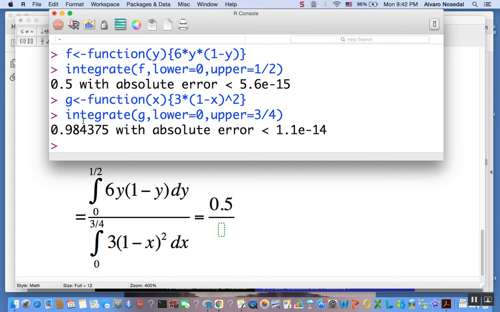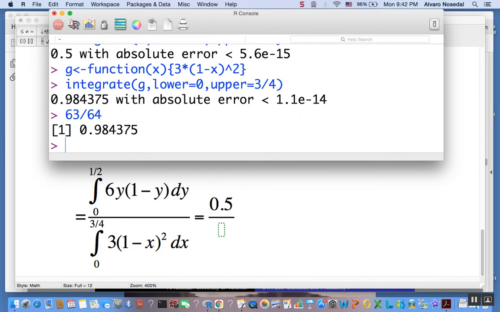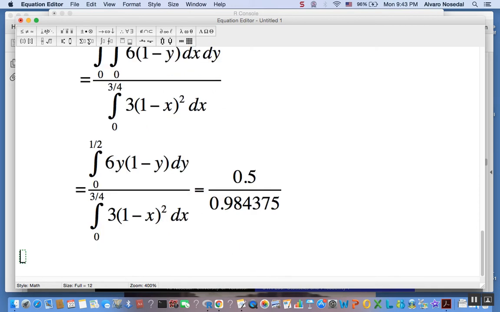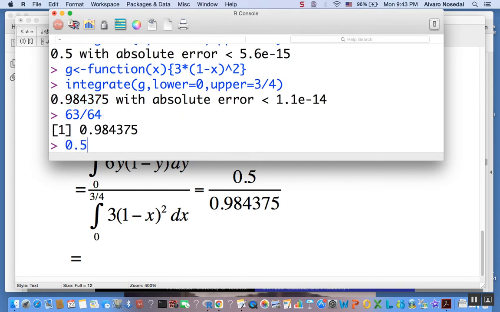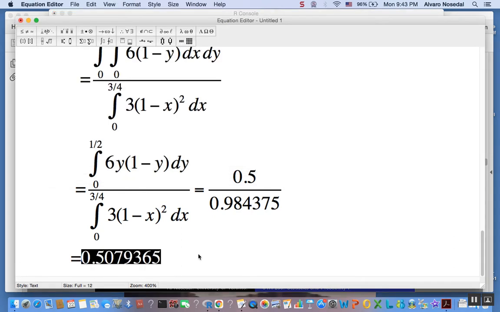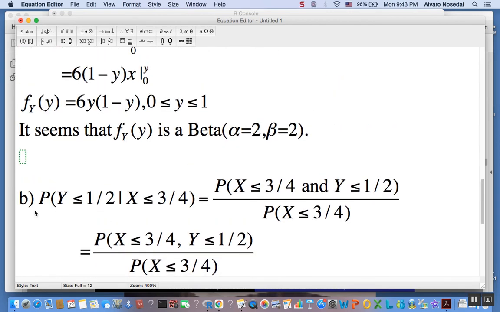So that happens to be 0.984374, right? Now, I think that if you do that by hand, you end up with this, which is exactly the same. Okay? So now what we have here is 0.5 divided by this, and that's just roughly this number here. Make sense? So that's that probability. That's the one that we wanted from part B.